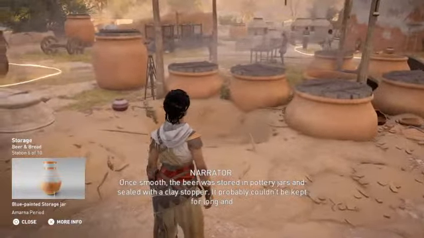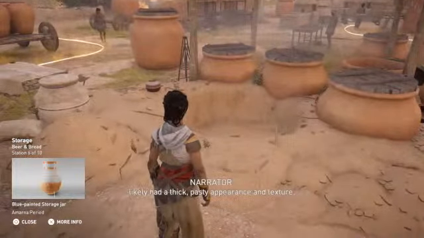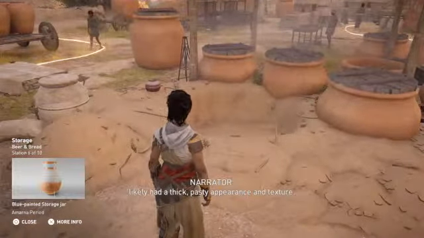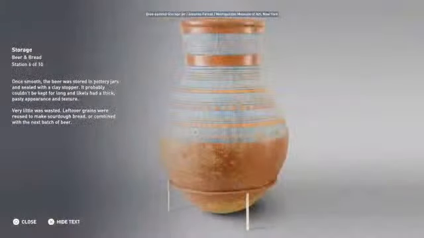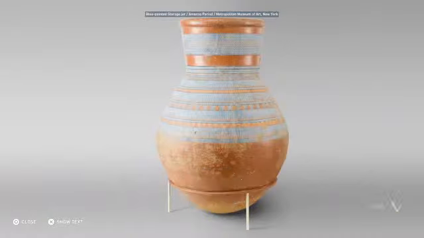Once smooth, the beer was stored in pottery jars and sealed with a clay stopper. It probably couldn't be kept for long, and likely had a thick, pasty appearance and texture. Very little was wasted. Leftover grains were reused to make sourdough bread or combined with the next batch of beer.